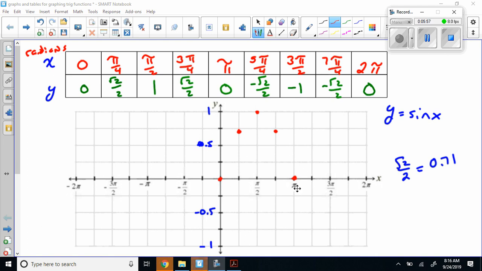It's pretty cool. And then we go to 5 pi over 4, which is down here. And then at 3 pi over 2, we're at -1. And then, of course, right back here at negative square root 2 over 2. And then back at what? 0. Does your dots look like mine?